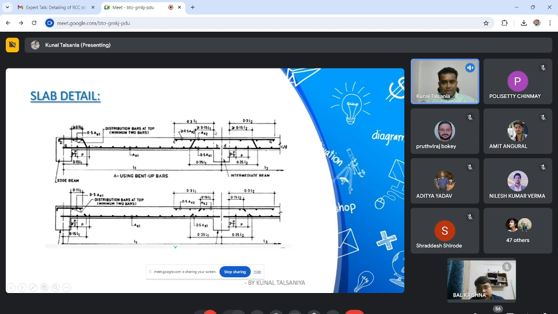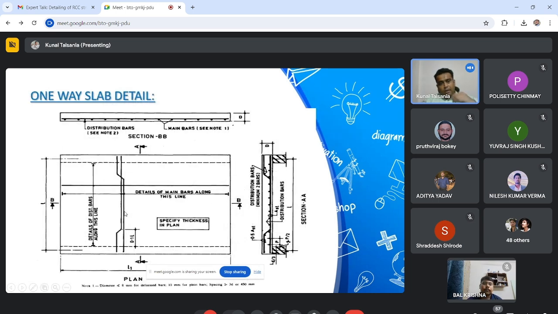We have to give the exact dimension from the face, how much distance there is, and from the center, how much distance there is, where this crank will start. So all dimensions you have to show in our standard drawing when you are detailing. Both the detailings are the same. The only difference is that one detail is for bent up and the other is for straight bar.